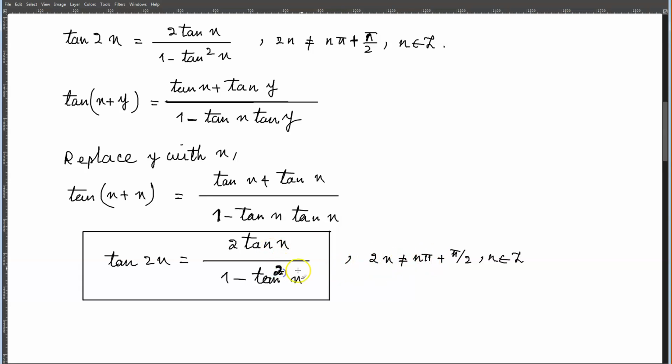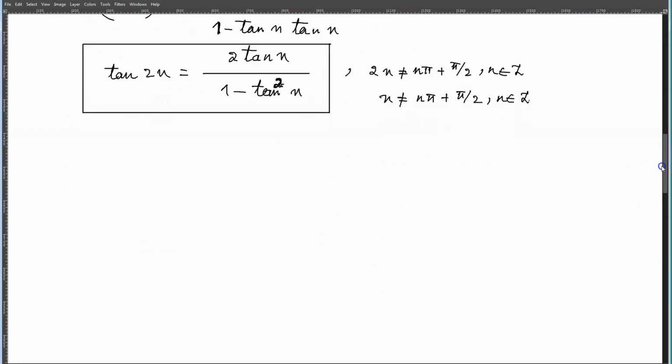You need to basically do that if you want to find out. But even if that's not the case, you can of course say that x also is not equal to n pi plus pi by 2, where n belongs to the set of integers. But I think this is actually implied by this upper equation here. Okay, so that was tan of 2x.